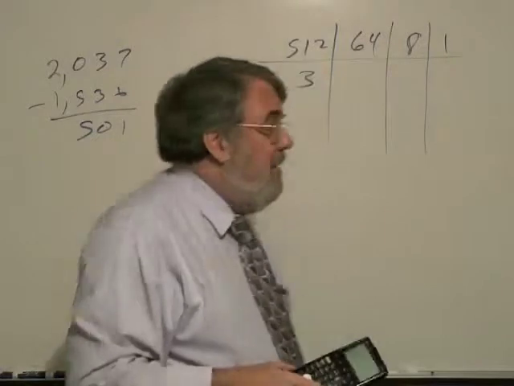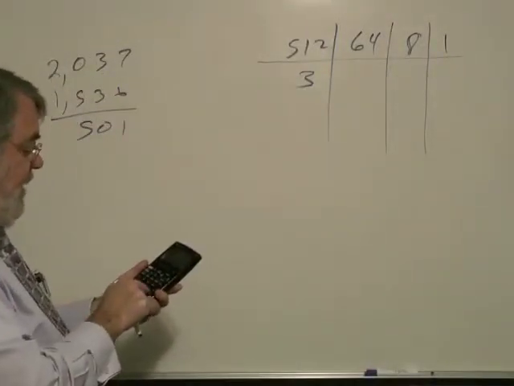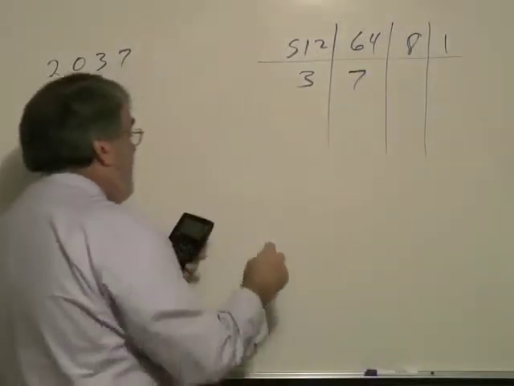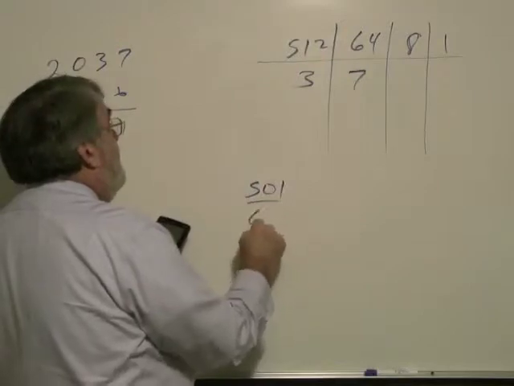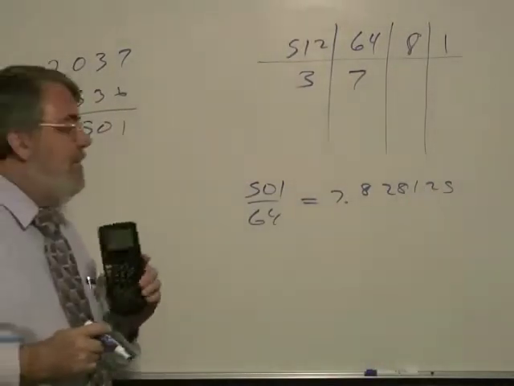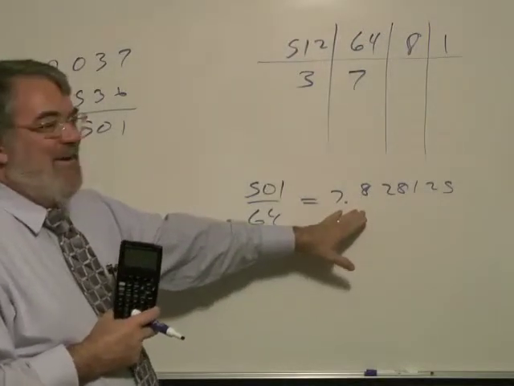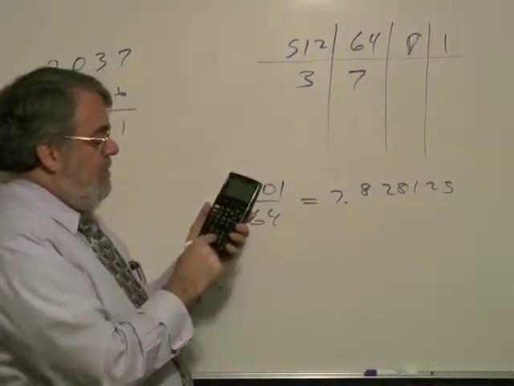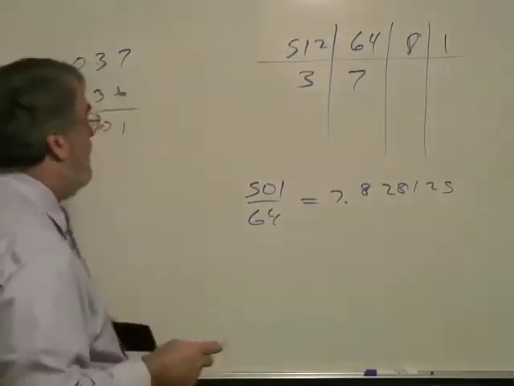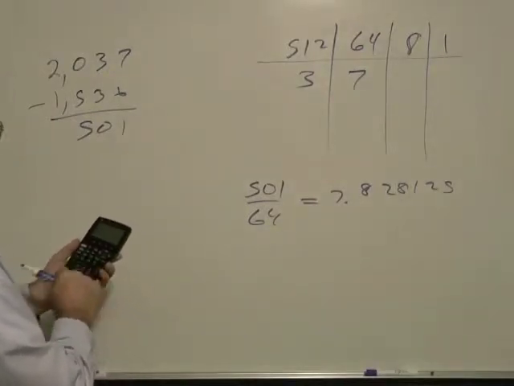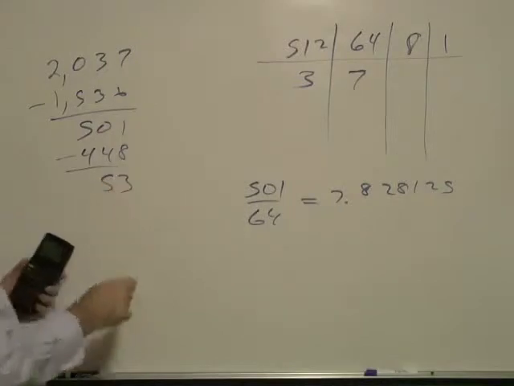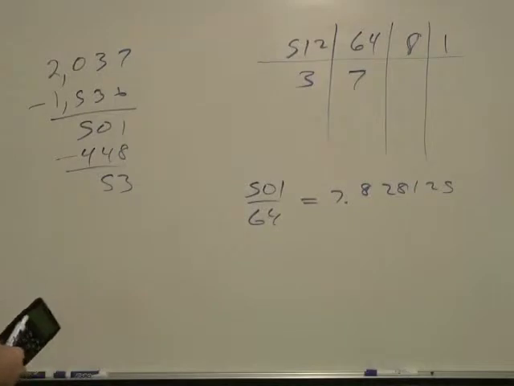Now that we have 501, how many times does 64 go into 501? So 501 divided by 64, it goes about 7 times. Almost 8, but 7 times. And so 501 divided by 64 is 7.828125. So my choice is, if you want to use this part on your calculator, with all those decimals in your calculator, subtract 7, hit equal, multiply by 64, and you'll get 53 as a remainder. Over here, if I did 7 times 64, I get 448. And if I subtract, I get 53, just like you would from here. All right, so we're down to 53.